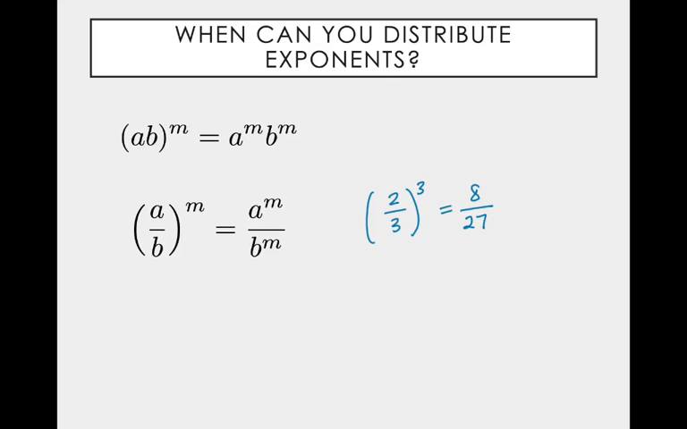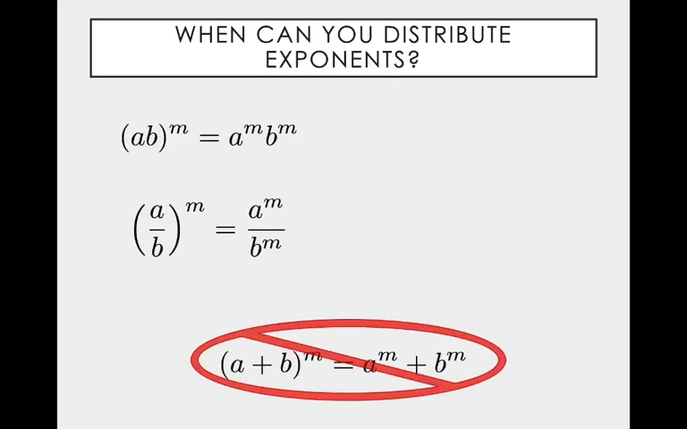Where exponents do not distribute is over addition. So this is the one that we try to avoid. It's not true. This is why, when we have a plus b squared, we don't do a squared plus b squared. We have to actually FOIL out a plus b times a plus b. Okay, so we do not distribute exponents over addition.